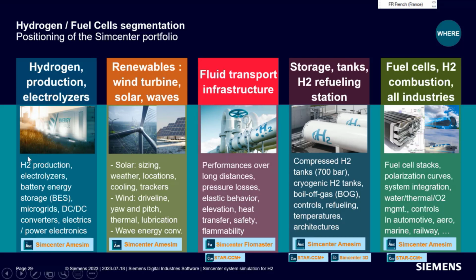If we look at the left side, maybe something to mention for hydrogen production electrolyzer is that we showed actually some fluid part, thermal parts, controls part, but we also go up to the electric side with a battery energy storage system, microgrids, DC-DC converters. All this you can also represent in AMSIM. The second column is about the source of energies. If you want to go to green renewable energies, you have to represent the wind turbines, the solar, photovoltaics, or even some wave energy converters. This is possible with Simcenter AMSIM.